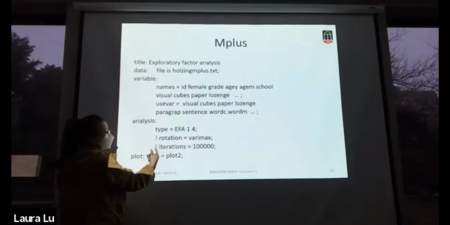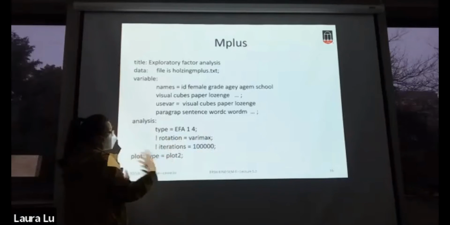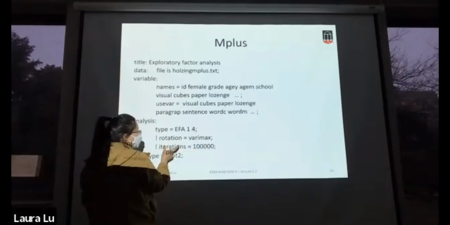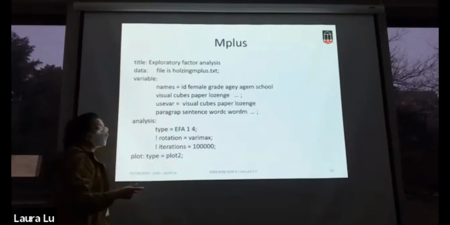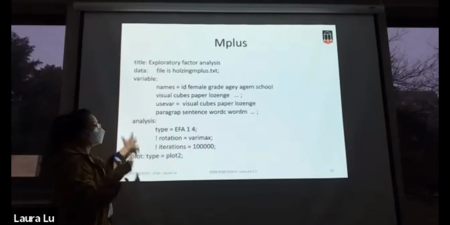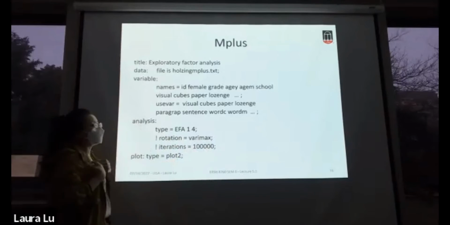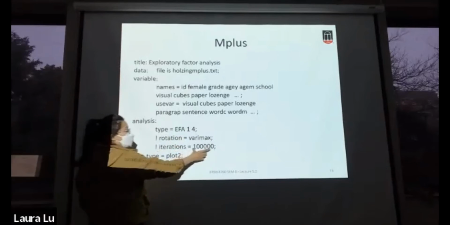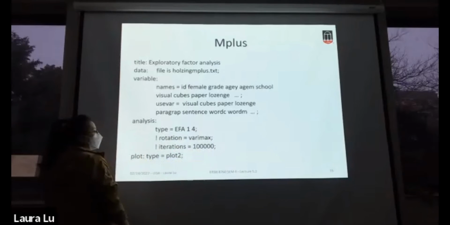Of course, you can change this number. If you remove this symbol, the comment becomes available, so it will give you the new iteration numbers. This is a really large iteration number. Sometimes, if you have a very complicated model, you cannot get a converged result within the default iteration numbers. You can just change this number, okay?